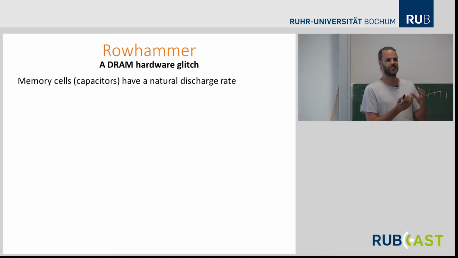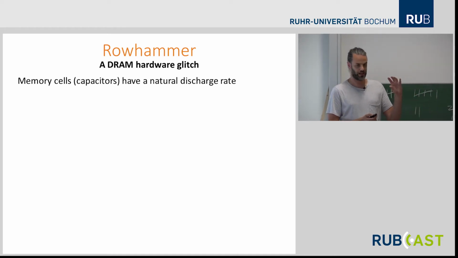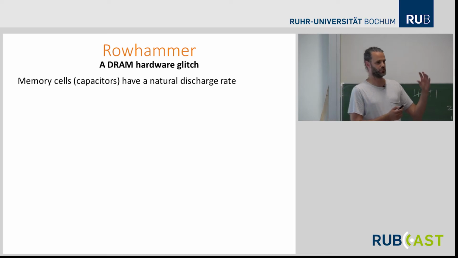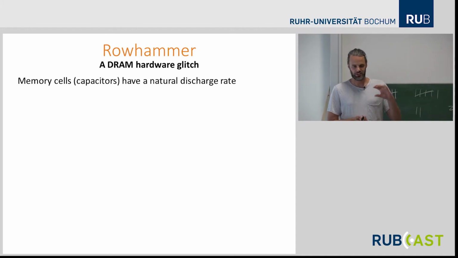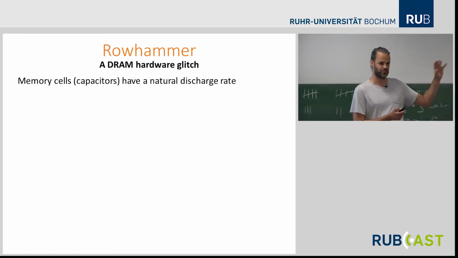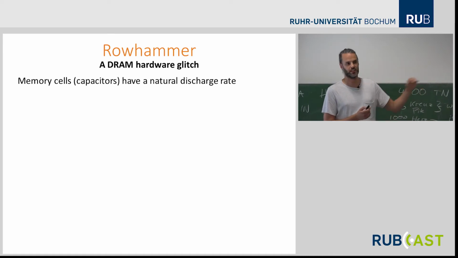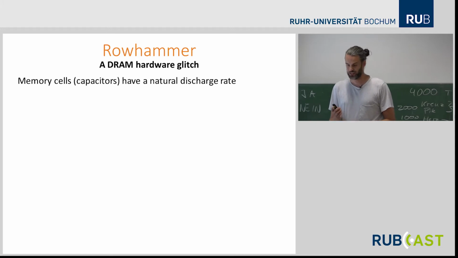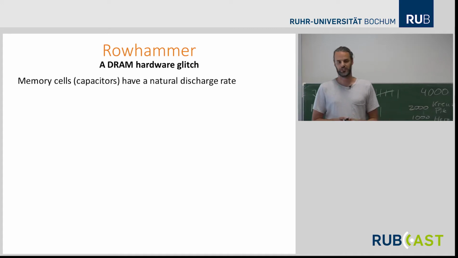Rowhammer is a glitch in your DRAM. It's a hardware issue. If you look closely at DRAM, then basically you're looking at memory cells, so-called capacitors, that store a charge. A charge can represent a 1 or a 0. These capacitors have a natural discharge rate. What this means is that when you store a charge inside the cell, over time, the charge will leak and your stored bit, 1 or 0, will disappear. This is why your DRAM needs to be refreshed. DRAM has a refresh rate, normally every 64 milliseconds.